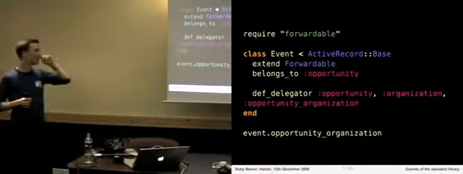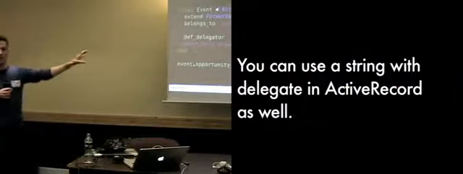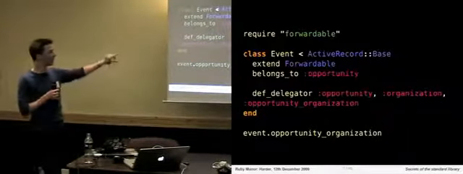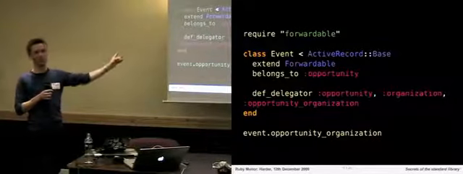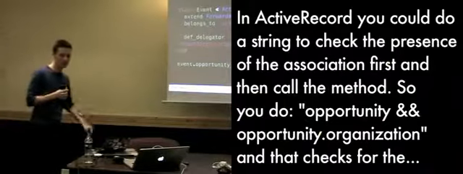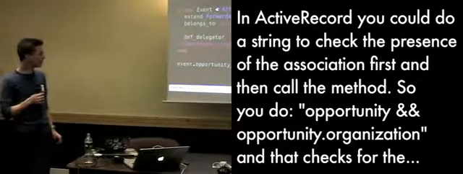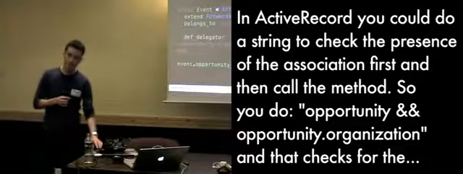I realised there's stuff in ActiveRecord as well, and actually you could do a string with delegate in ActiveRecord as well. Oh, right. You could also, in the case of ActiveRecord, just say it has_one through. So in ActiveRecord you could do a string with to check the presence of the association first, and then call the method.